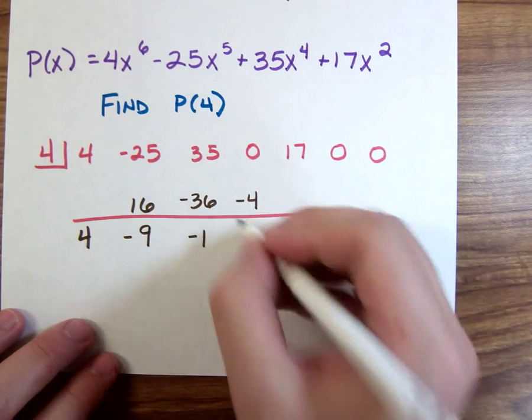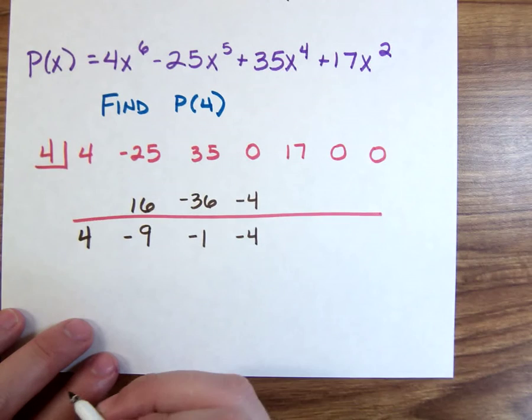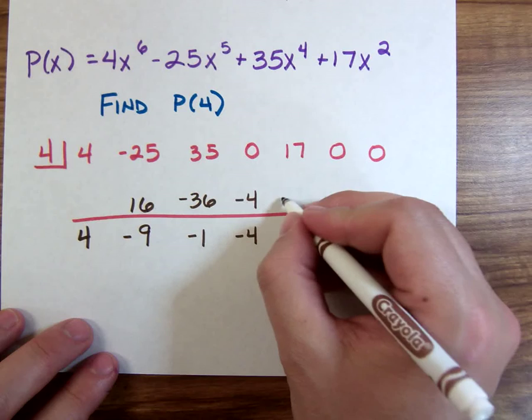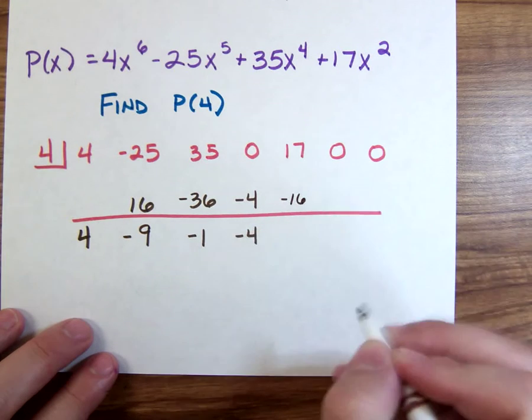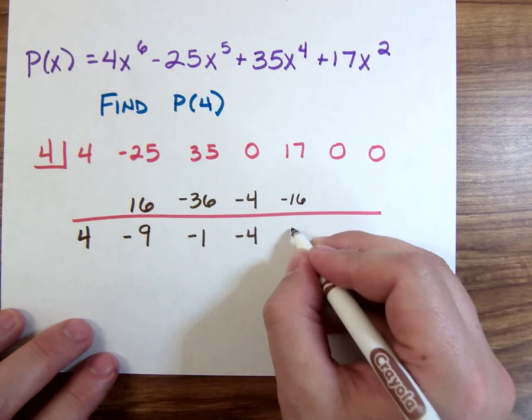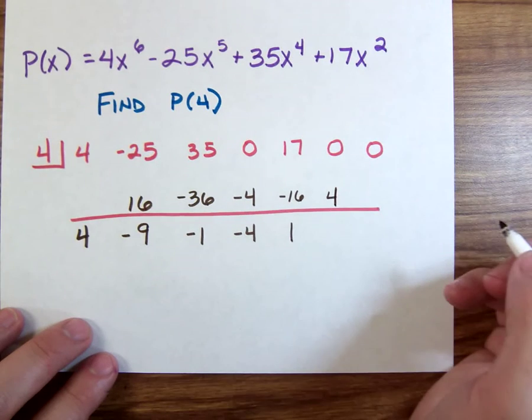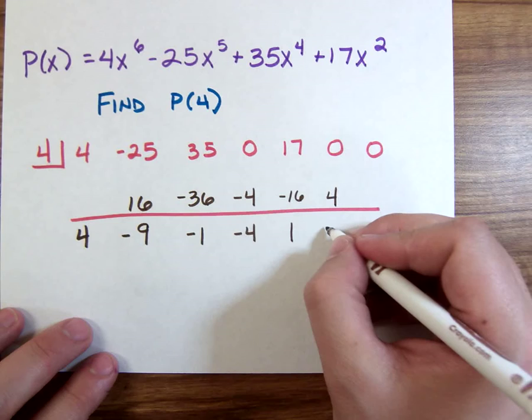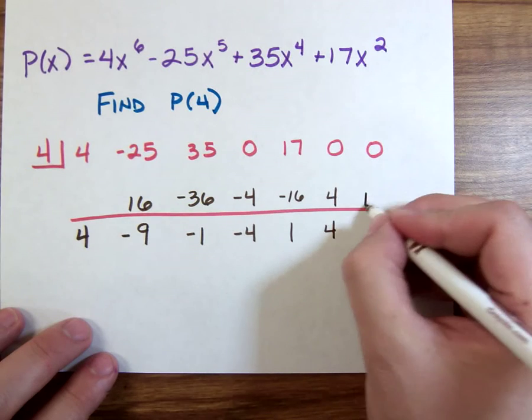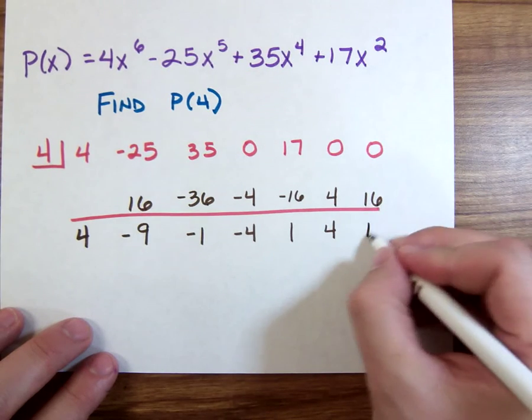-4. 0 minus 4, -4. 4 times -4 is? Good. 17 minus 16 is? 4 times 1 is 4. 0 plus 4 is? 4. And then 4 times 4 is 16. 0 plus 16 is 16.